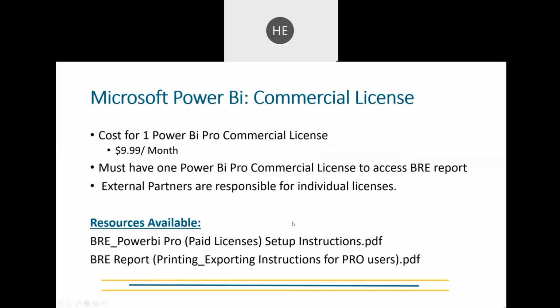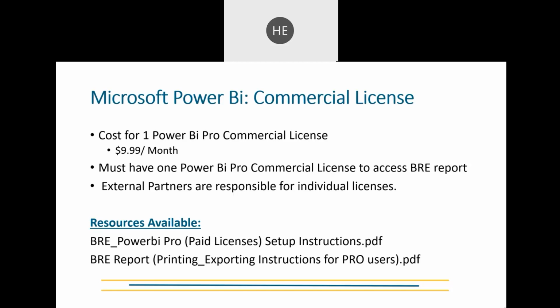So a little bit about Microsoft Power BI. You have to have a commercial license. The cost for one license is $10 a month, which is so much more affordable than Synchronous. For you to access our data and access our BRE report, you have to have at least one Power BI Pro license. We are asking that all external partners are going to be responsible for their own individual license.